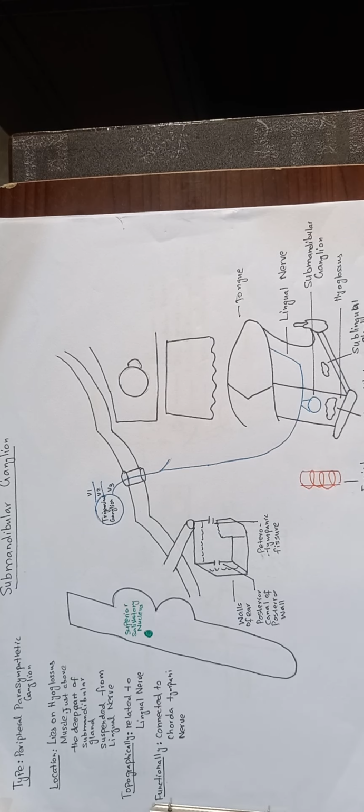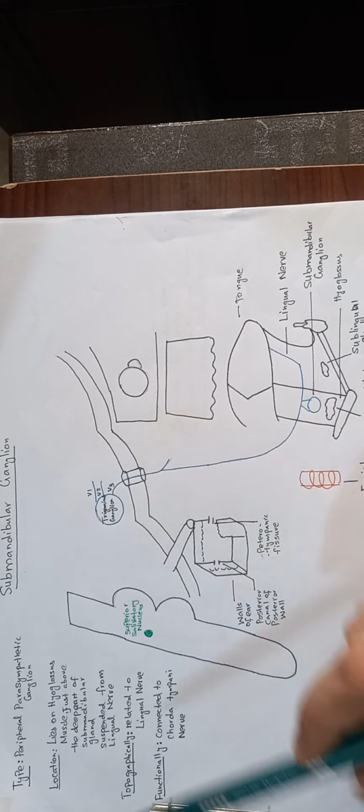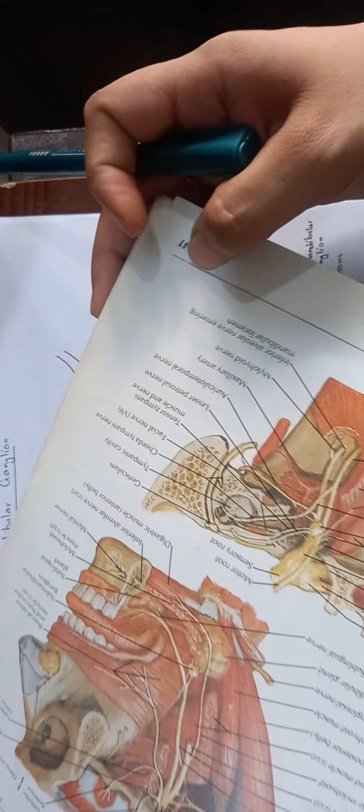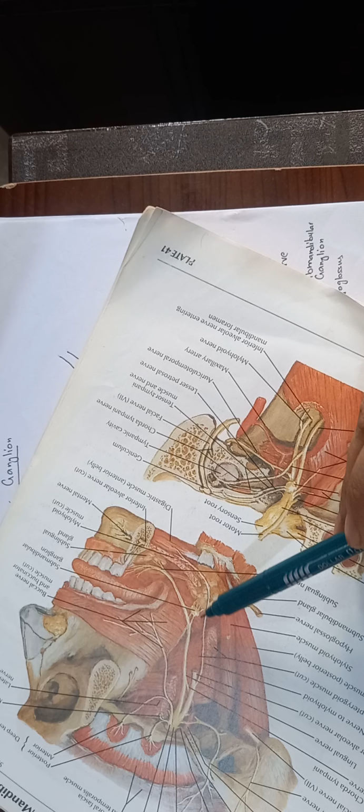Bismillahirrahmanirrahim. Now we will discuss the submandibular ganglion. It is a peripheral parasympathetic ganglion. Then its location. Location is on the hyoglossus muscle.